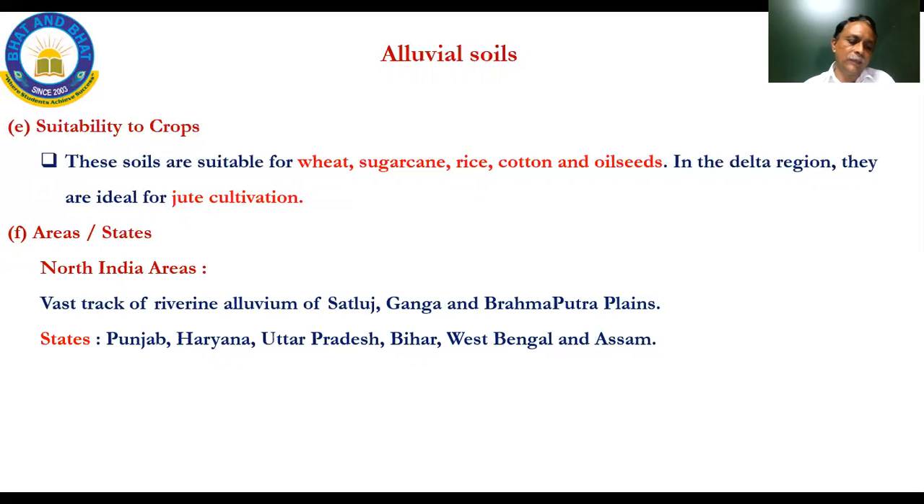Actually, West Bengal and Assam is where it is in the delta region, whereas in Uttar Pradesh, it will be in the upper valley region. So ultimately in Assam and West Bengal is where the Ganges also goes and joins the sea. So these are the states in the north.